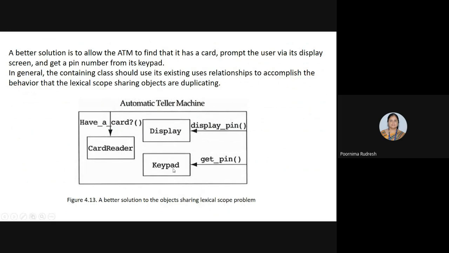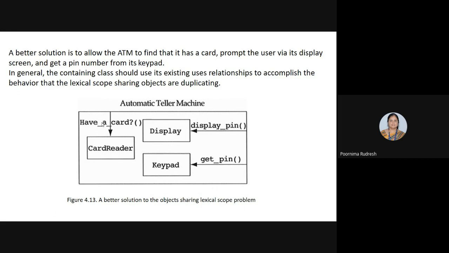So all the contained objects can interact together, but through the containing class. These contained objects cannot interact directly. They have to interact through the automatic teller machine. Meaning the card reader can send the message to the automatic teller machine, then the automatic teller machine in turn sends that message to the different contained objects. So here heuristics 4.1 and 4.14 are satisfied, but heuristic 4.13 is violated.